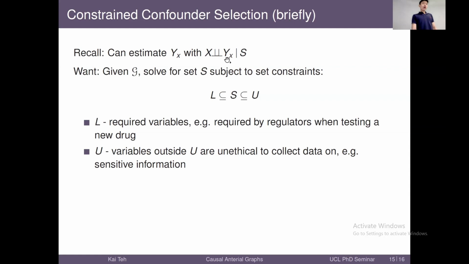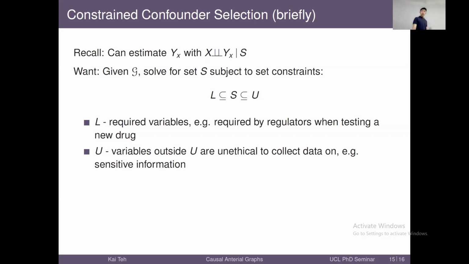So what is this S? Because in practice, this S is not known. It's some sort of confounder which you have to somehow fish out from potential variables out there. So we're interested in an S that satisfies this condition. The question is: given a chain-connected ancestral graph G, can we solve for a set S satisfying this, subject to set constraints?